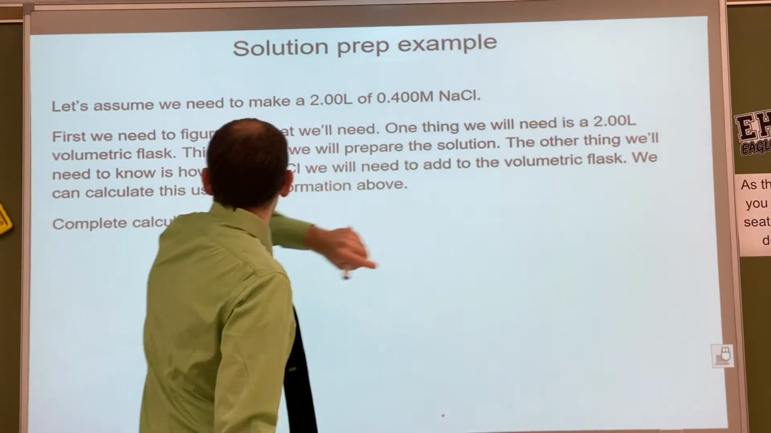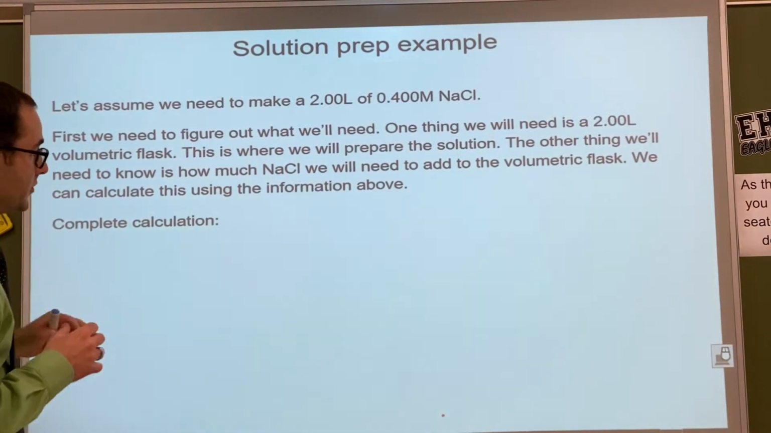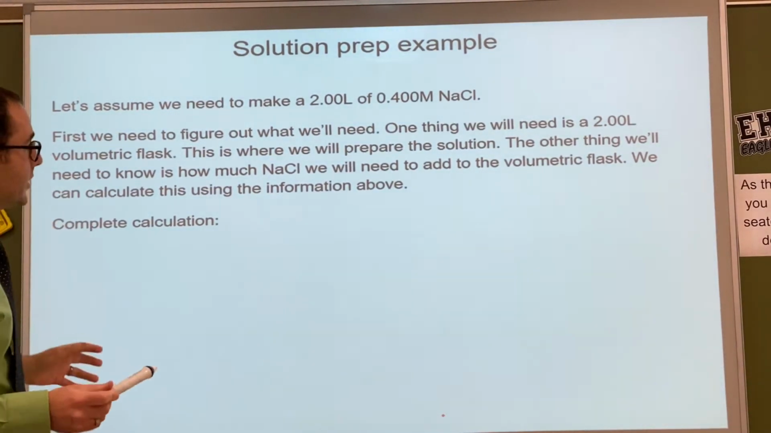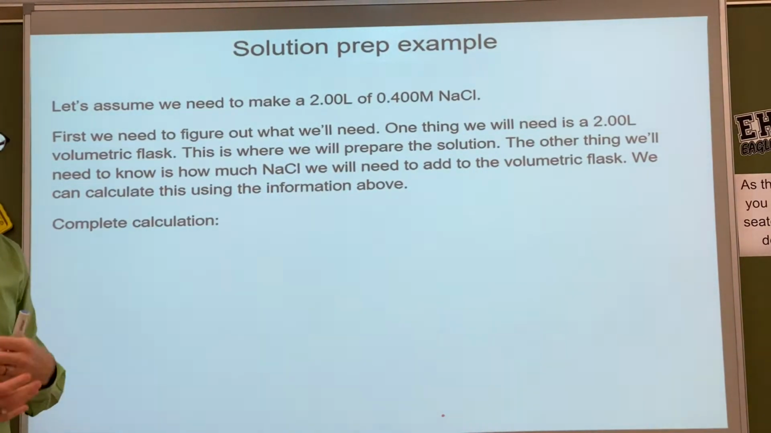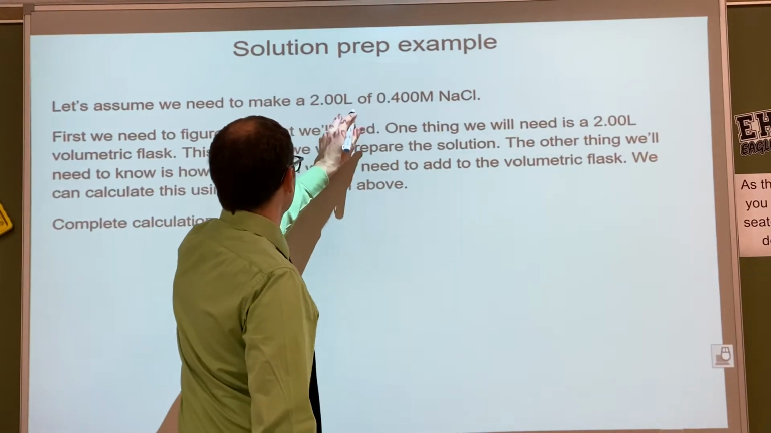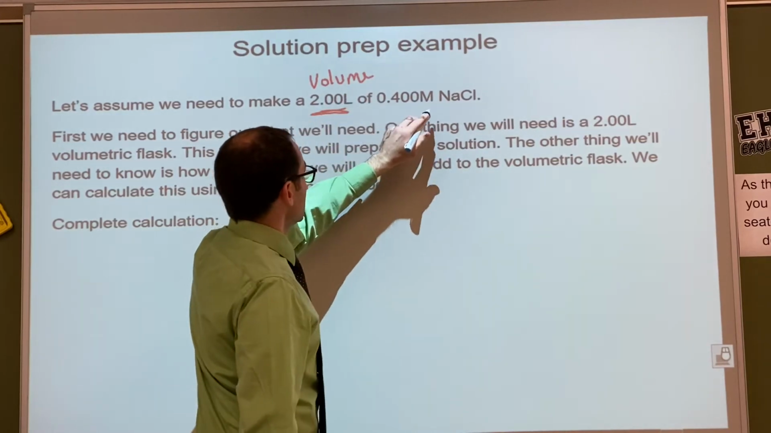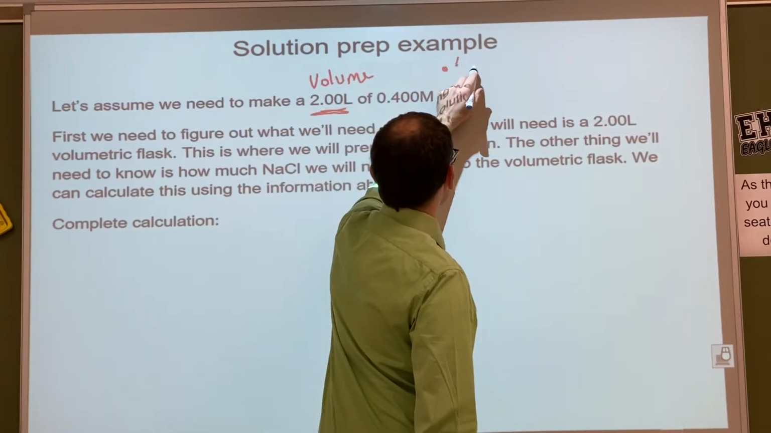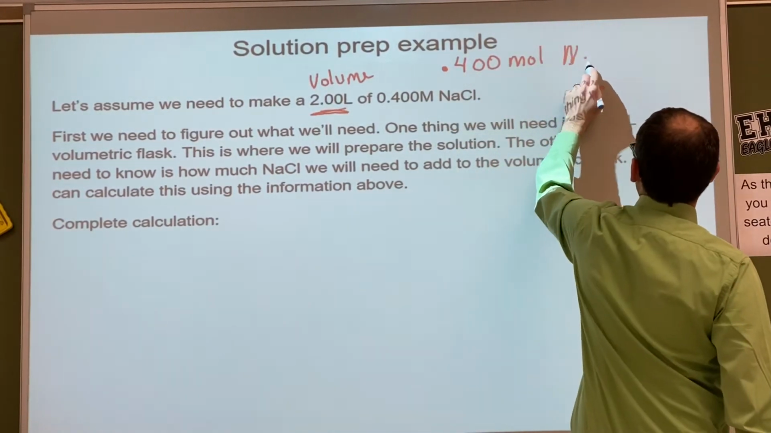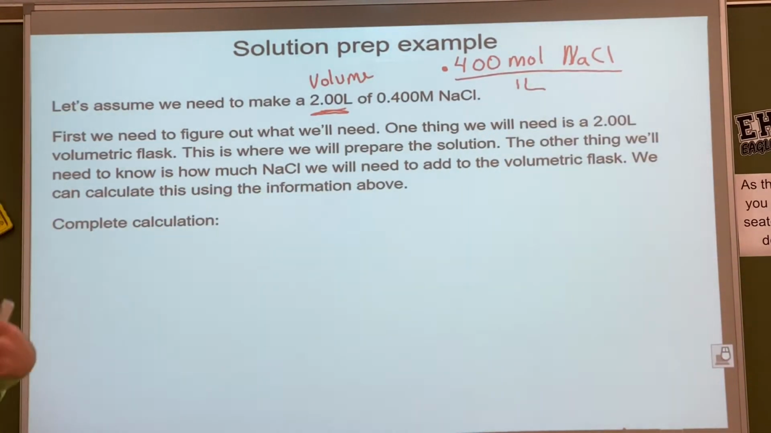The other thing we'll need to know is how much of the sodium chloride we need to add to the volumetric flask. We can calculate this using the information above. Just like when we're doing any kind of molarity problem, you see if you have 2 out of the 3 things. In this case, we have this right here. This is the volume, and this is our molarity. That means the same thing, remember, as 0.400 moles of NaCl over 1 liter.